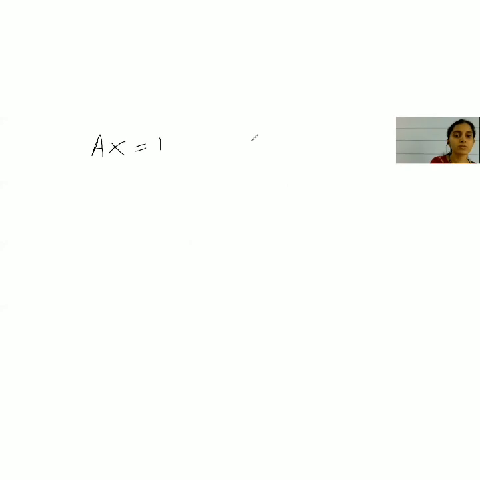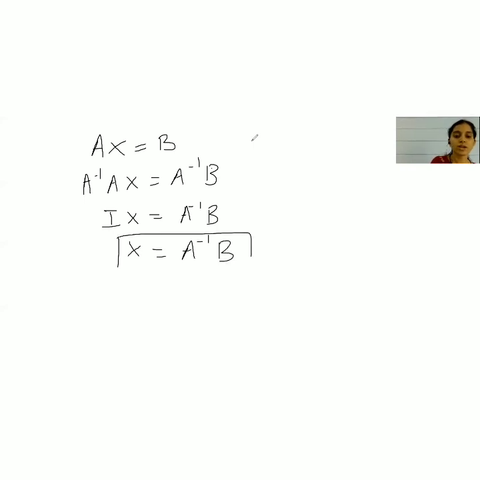Now we've come across this equation in the previous miscellaneous exercise, right? Find the value of X if A and B are given. That is exactly what we have to do over here. So what we have to remember is multiplying both sides by A inverse, A inverse AX is equal to A inverse B. A inverse A is I, so IX is equal to A inverse B, and X is equal to A inverse B. So this is one method of finding the value of X.